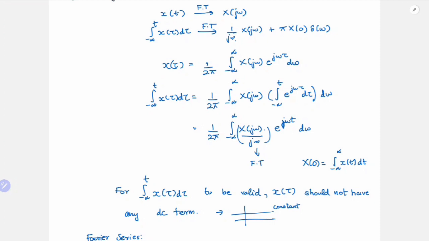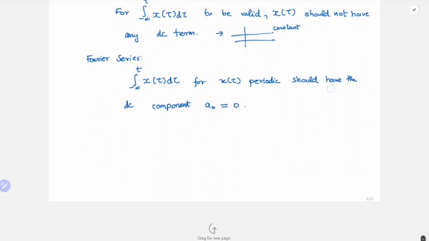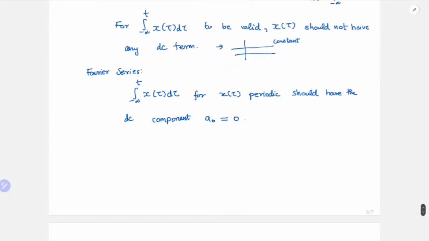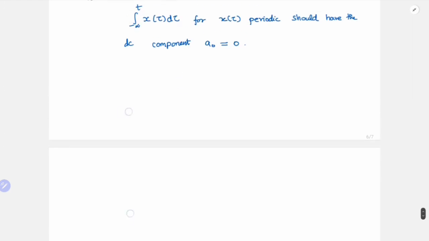So next, let us see the time and frequency scaling. It is property number 7. So these time and frequency scaling are related.